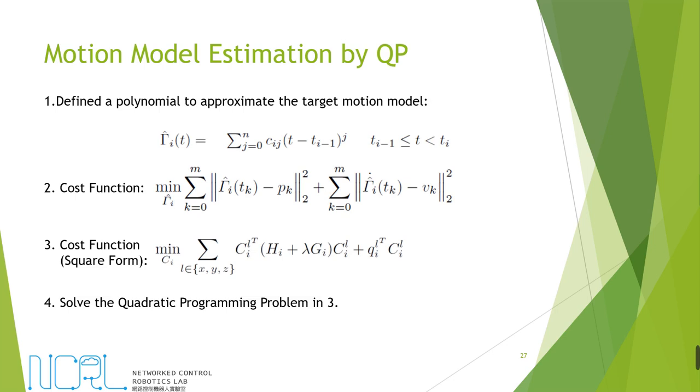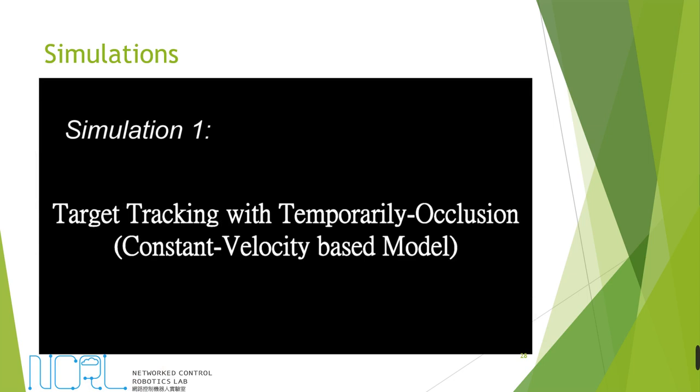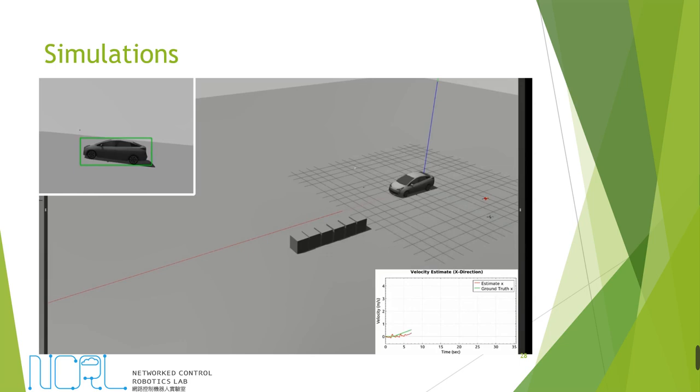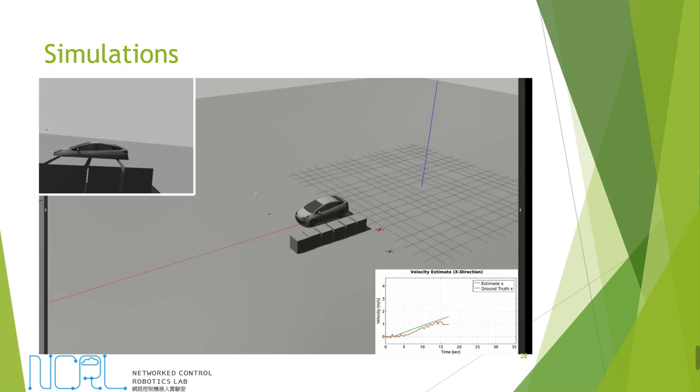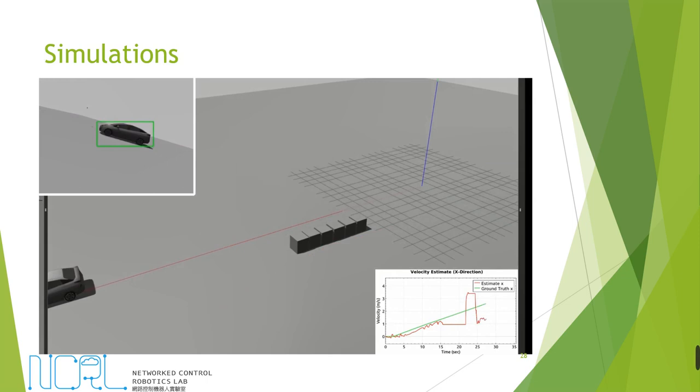Here we did a simulation and experiment. This one is the simulation. On the bottom right, you can see the ground truth velocity and the estimated velocity. This is the one without occlusion handling, so it fails. But for the second one, we use QP.